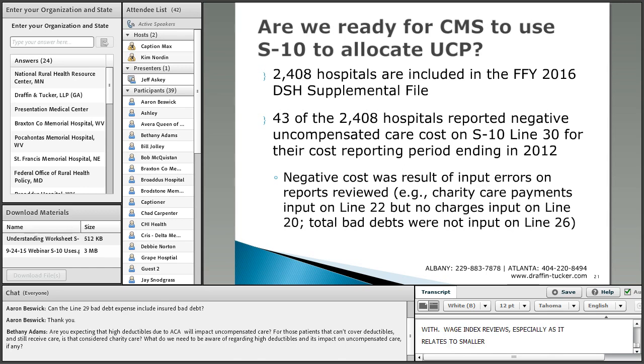What do we need to be aware of regarding high deductibles and its impact on uncompensated care, if any? That goes all the way back to business office practices and front-end collections and what have you, but it is a significant concern.